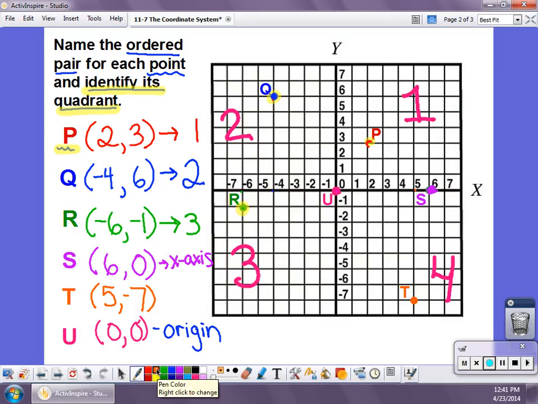Okay. And the last one we need to look for now is over 5, down 7, T. T is in quadrant 4. So we'd list that as a quadrant 4.